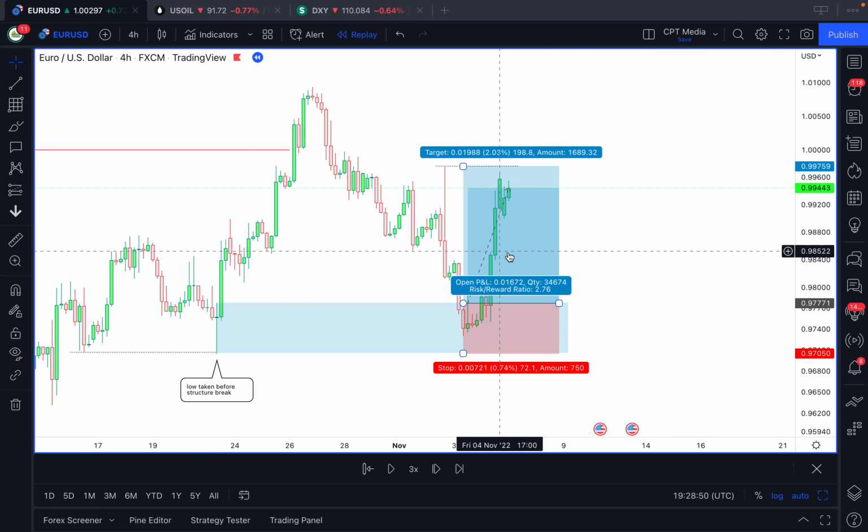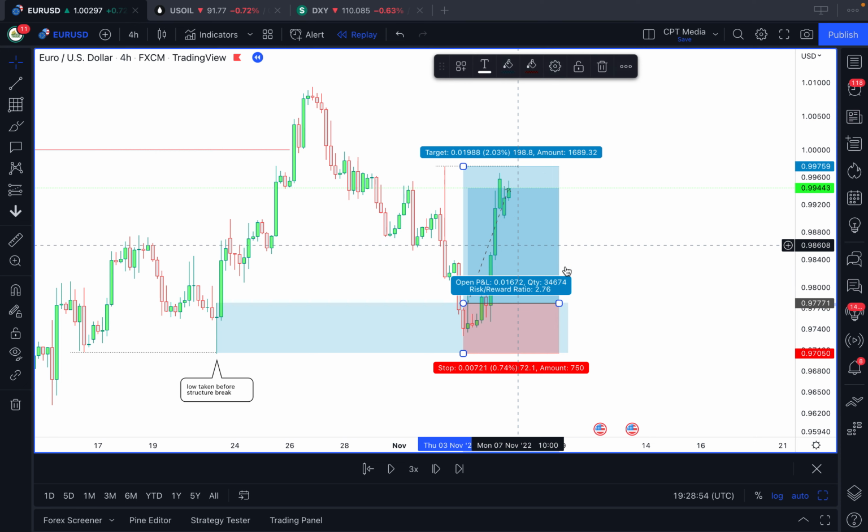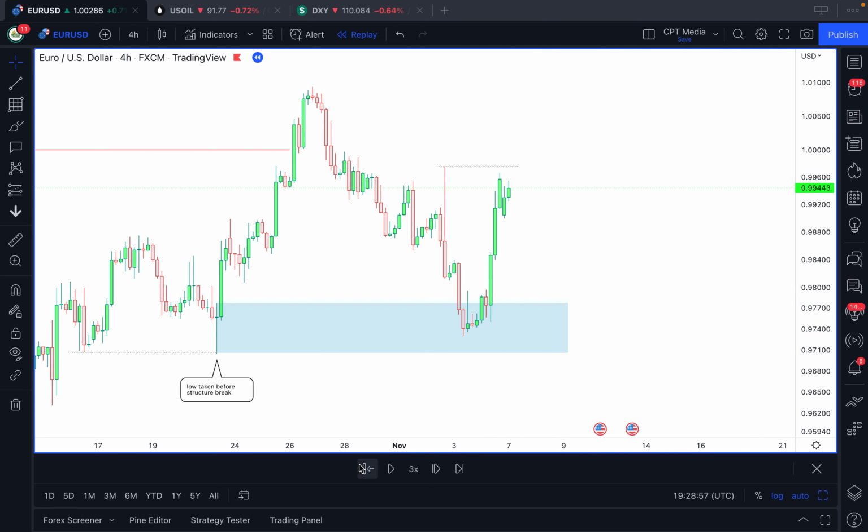But that's pre-refinement. So this is before any refinements. So why don't we go ahead and dive a little deeper into price to try to refine our zone. So let's go back.